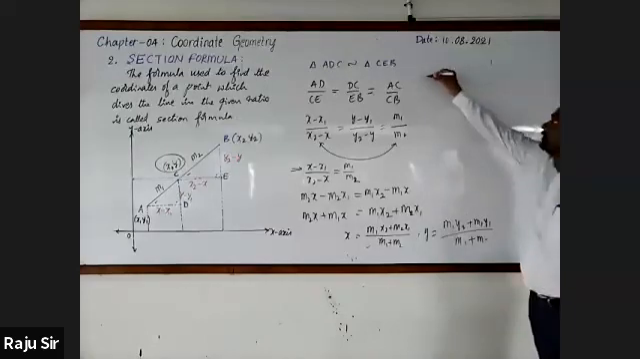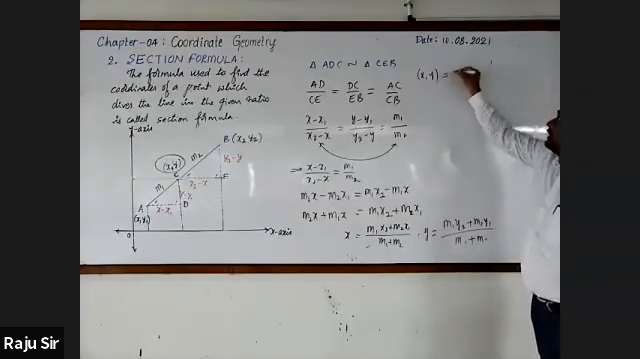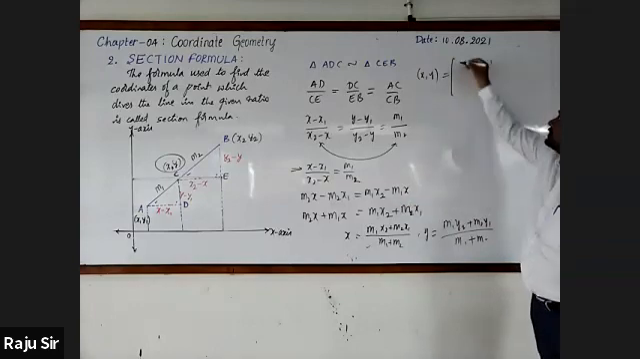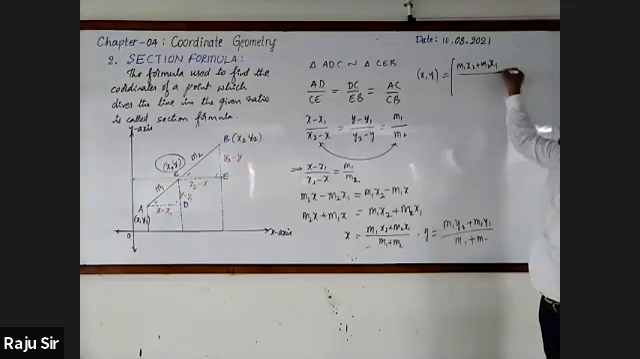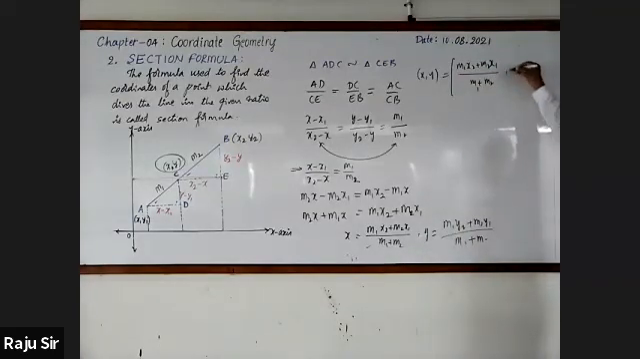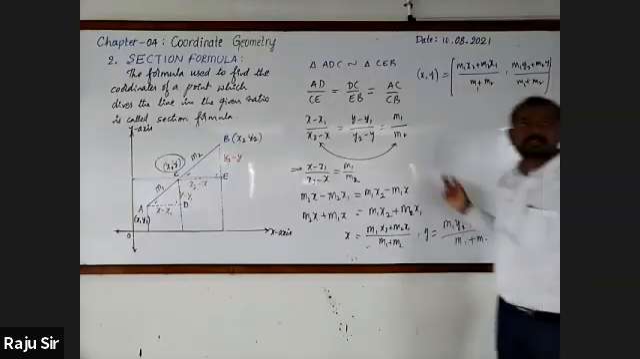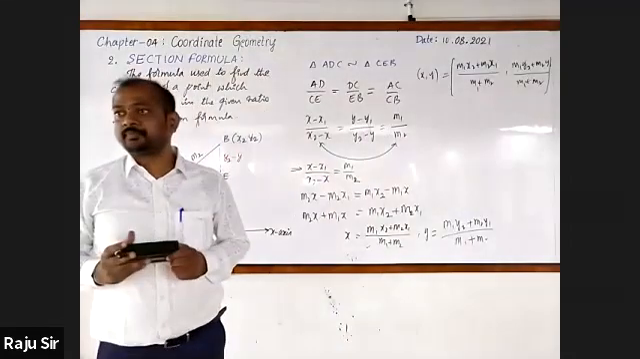Now we will write X comma Y. X comma Y is equal to, where X is (M1 X2 plus M2 X1) divided by (M1 plus M2), and Y is (M1 Y2 plus M2 Y1) by (M1 plus M2). This is the section formula. Clear? Any doubts?